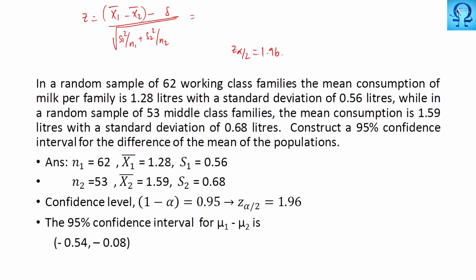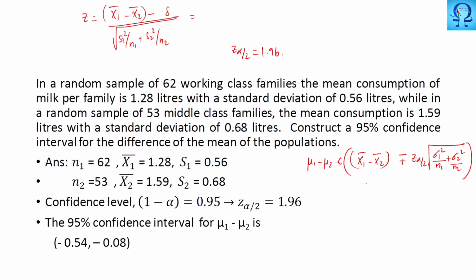We have all these things, and here what was the case? Our mu1 minus mu2 will be in the interval x1 bar minus x2 bar minus z alpha upon 2 multiplied with square root of sigma 1 square upon n1 plus sigma 2 square upon n2. Okay, this was the interval.